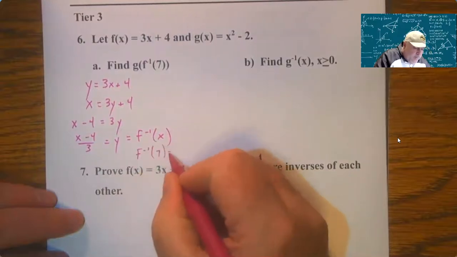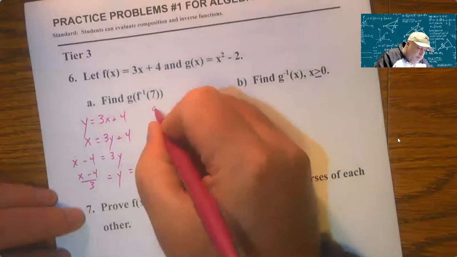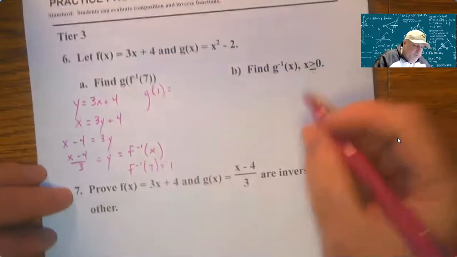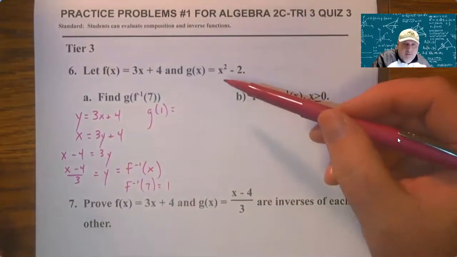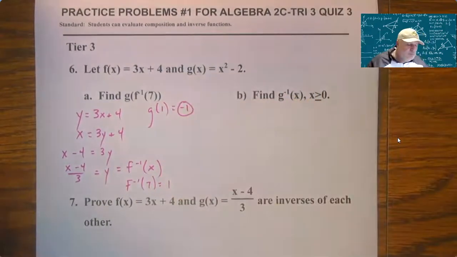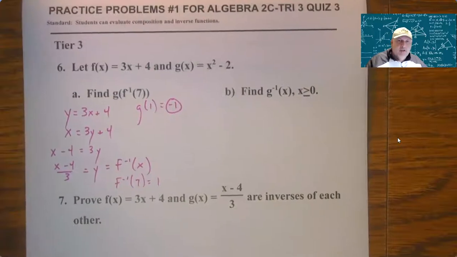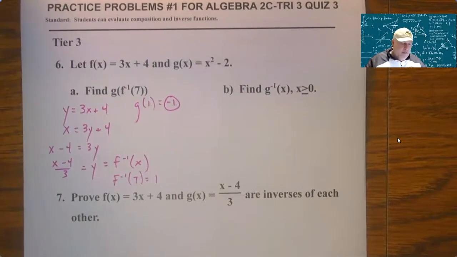So f inverse of 7, when you do that, this is where all the work comes in. 7 minus 4 is 3, over 3, which is 1. And then we just replace that inside the parentheses, g of 1. And you go to the g function, you put 1 in, 1 minus 2, -1. So the work is in finding that inverse. That's the heart of that problem.